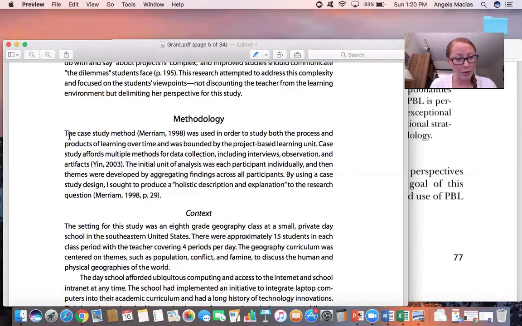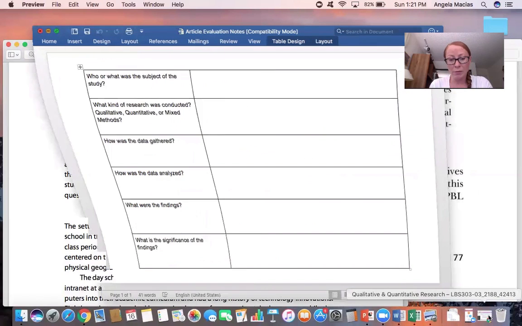So let's take a look here just to get a brief overview of what it was. It says the case study method was used in order to study both process and products of learning over time and was bounded by a project-based learning unit. That means they only looked at this one unit. They didn't study these kids all year and everything they do, just this one unit as an example. Case study affords multiple methods for data collection, including interviews, observation, and artifacts. So this person's explaining how they did it, and if you were taking your notes, that would be relevant, right?